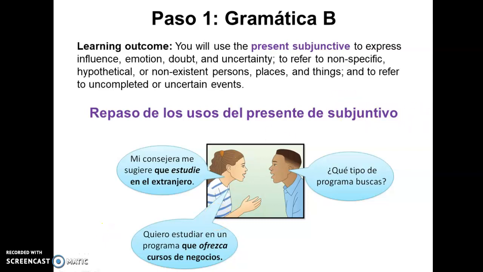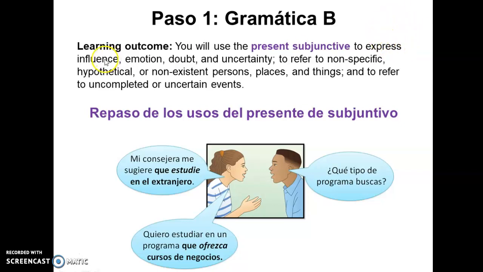Okay, so this is the second concept that we will cover in this presentation. Now this is going to be a review of all the uses of the present subjunctive. Basically, all the things that we've seen so far. Some of the slides you're going to see are familiar to you because I put together all the presentations in one big presentation.